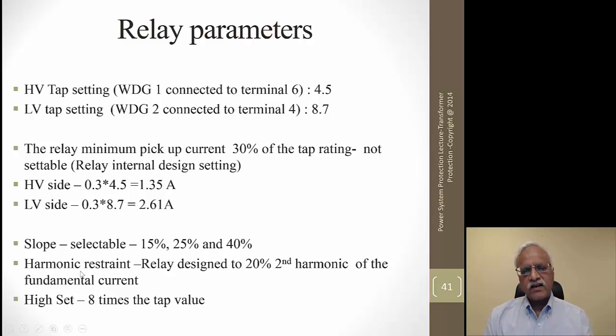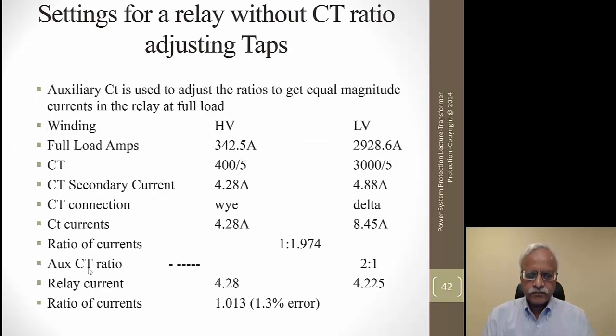And there is a high set value. If the current is extremely high, 8 times the tap, the relay knows that it is not an inrush. There must be a fault. Then it doesn't even calculate the harmonic restraint. If the current exceeds that 8 times the full load value, it operates without even checking for the restraint, the percentage restraint.